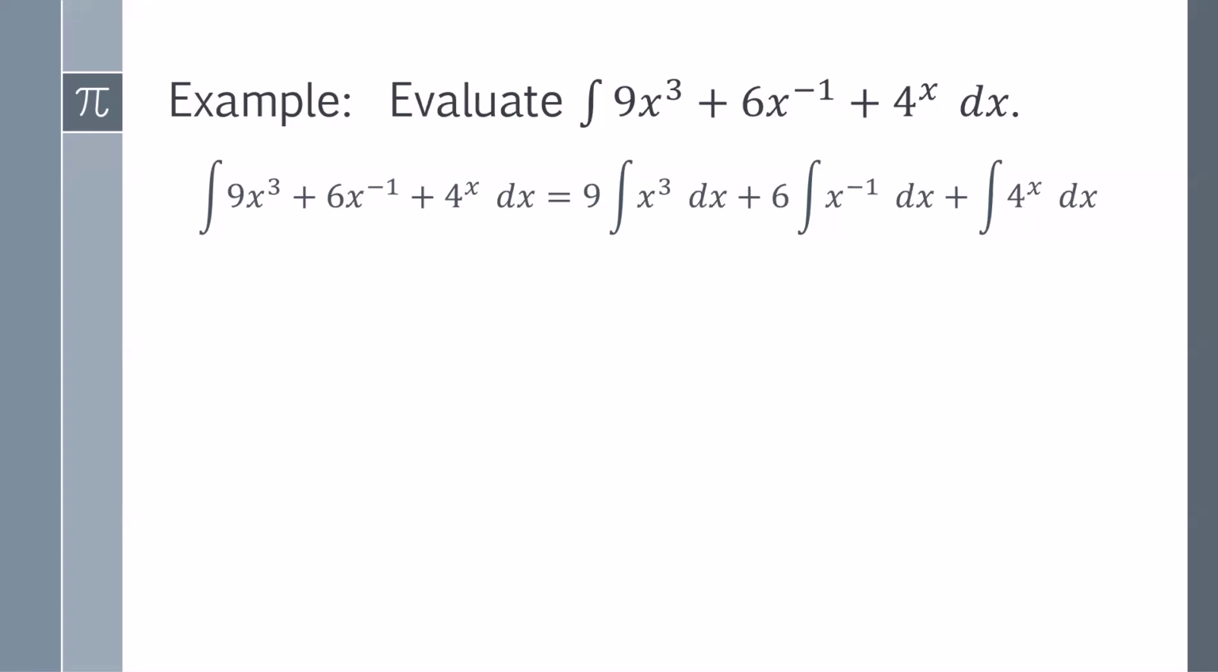So the integral of 9x cubed becomes 9 times the integral of x cubed. The integral of 6x to the negative 1 becomes 6 times the integral of x to the negative 1. And the integral of 4 to the x remains the integral of 4 to the x since there is no constant in front. Now the antiderivative of 9x cubed is going to be 9 times x to the 4 over 4. 6 times the integral of x to the negative 1 is going to be 6 times natural log of absolute value x. And the integral of 4 to the x is going to be 4 to the x over log 4. And we go ahead and add the constant at the end.